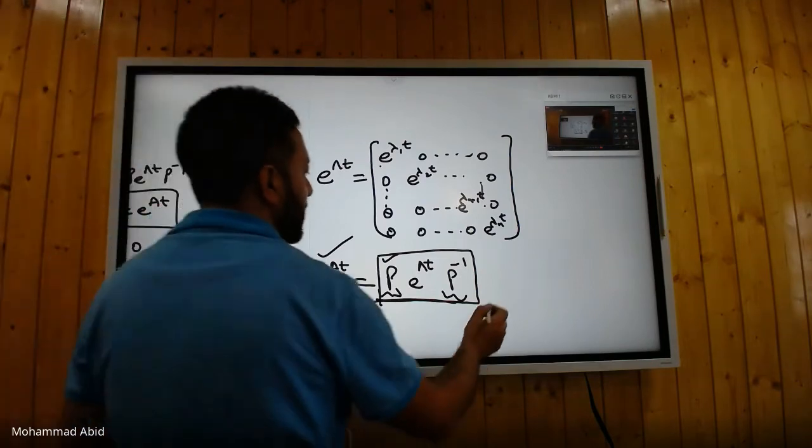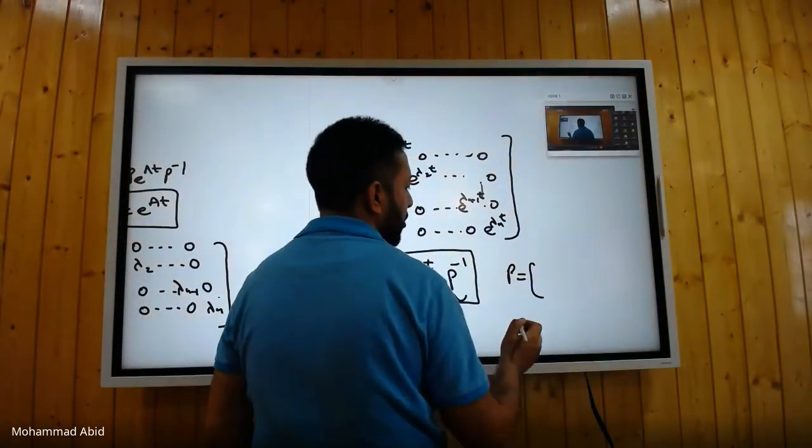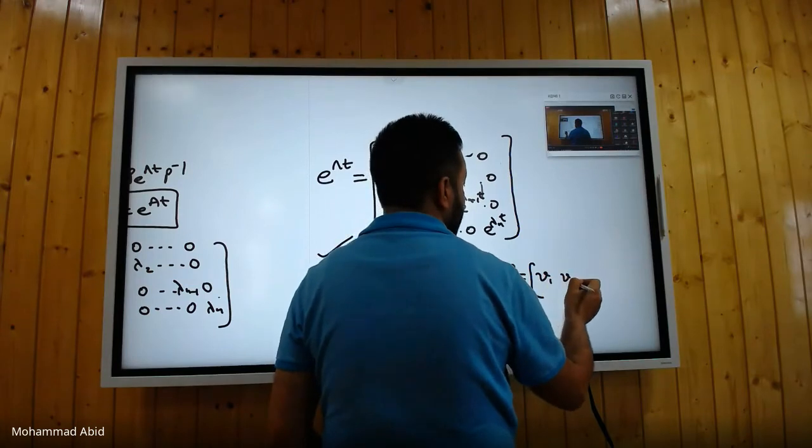Matrix P is the matrix whose columns are the eigenvectors of matrix A.